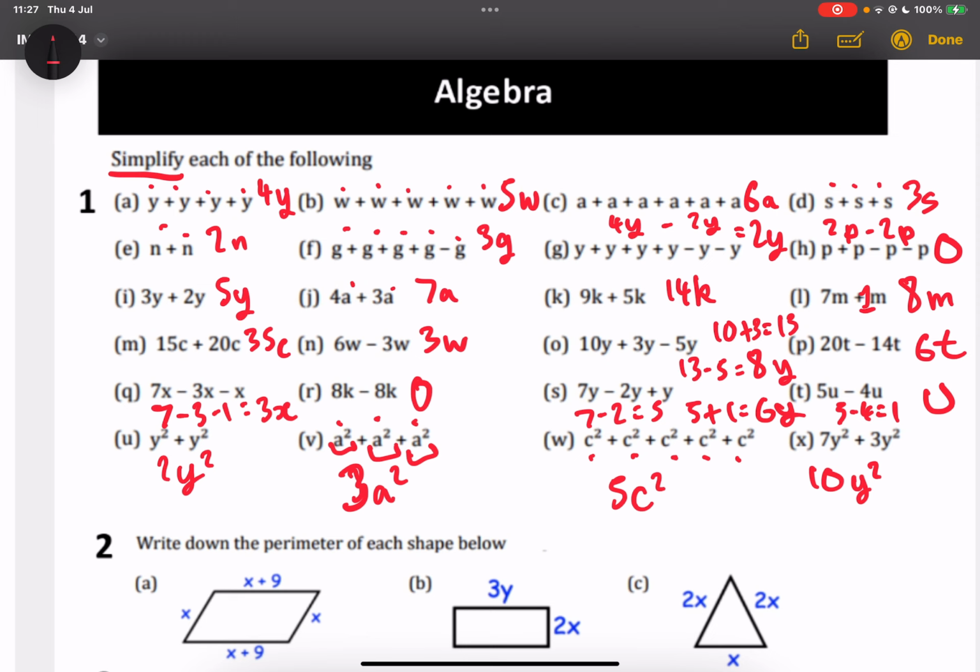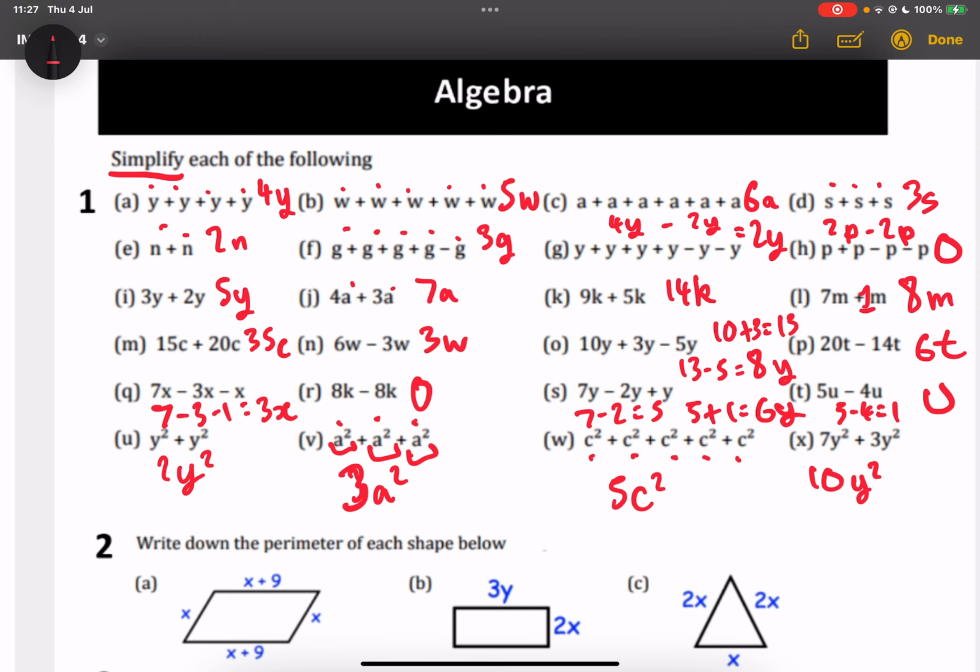12. So Sam thinks of a number, n. He multiplies this number by 7 and adds 3 to the result. His answer is 45. So write down the equation. So we know he has n. Multiplies his number by 7, so 7n, and adds 3. And then the answer is 45. So 7n plus 3 is 45. So that's the answer for 12a.